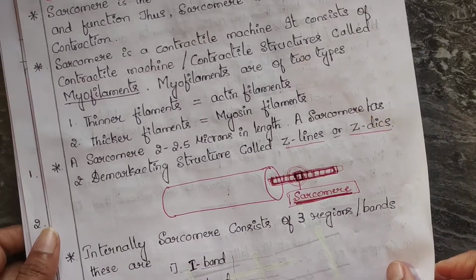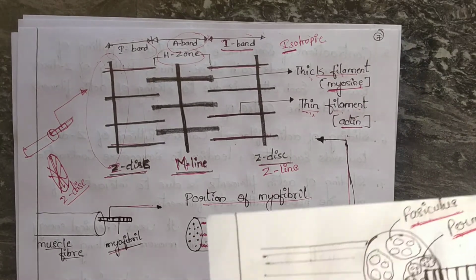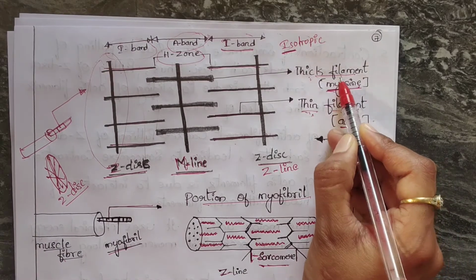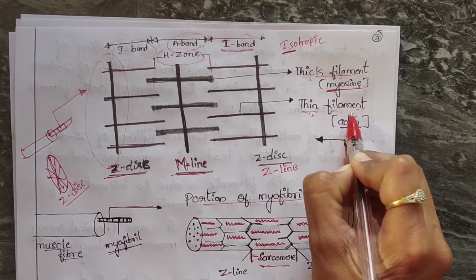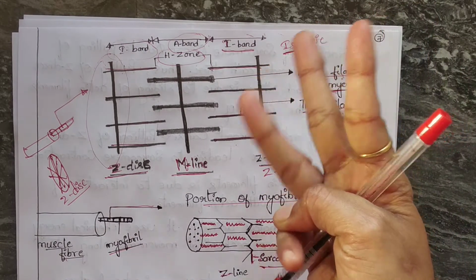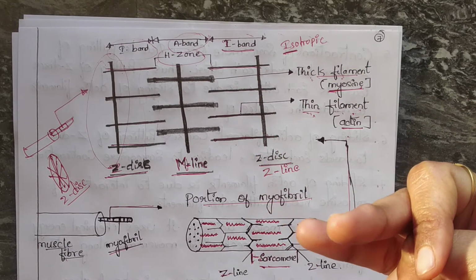Internally, we know that the sarcomere is the basic structure for contraction. Hence it is also called the contractile machine, and this contractile machine consists of thick filaments and thin filaments. Internally, the sarcomere consists of three regions, that is the I band, A band and H band.